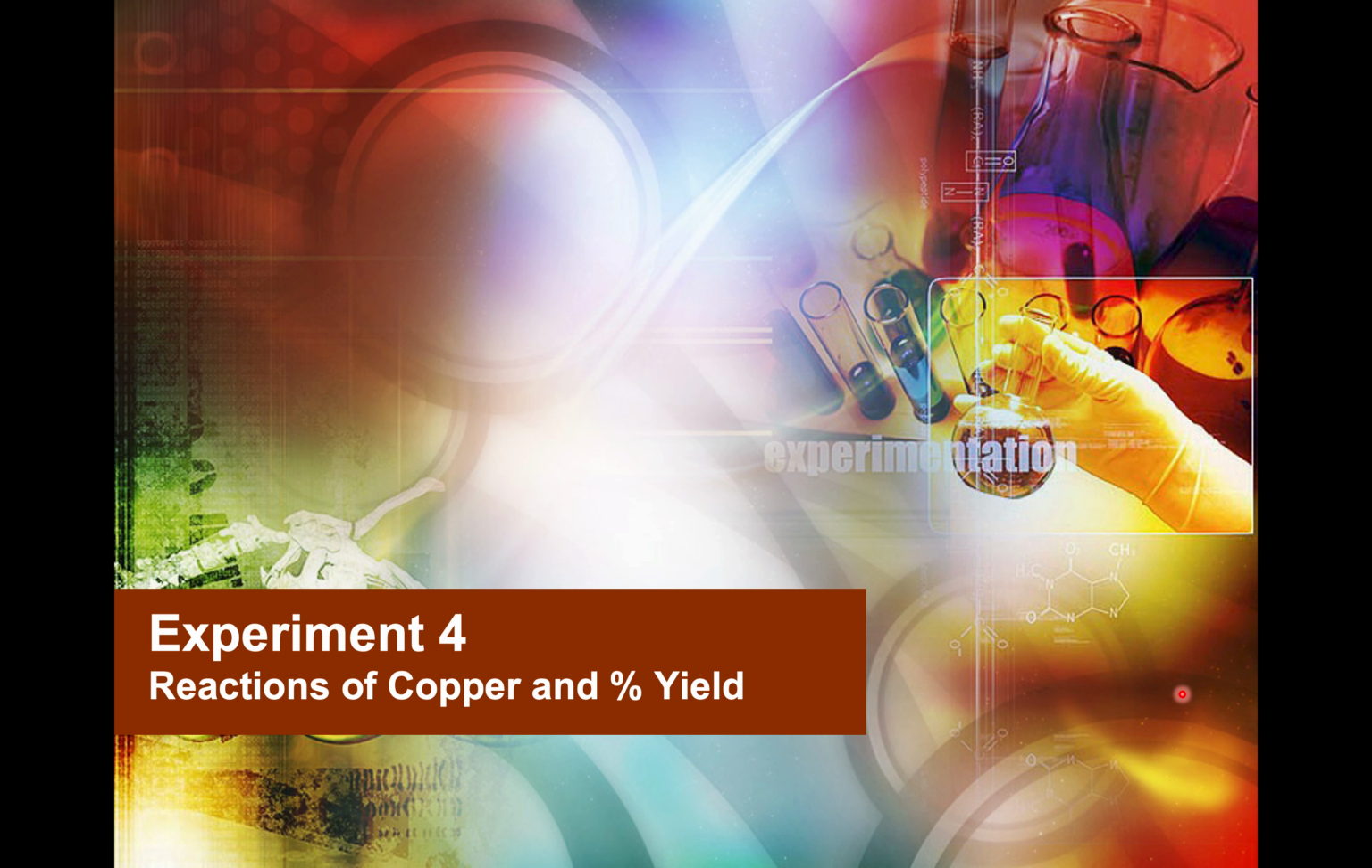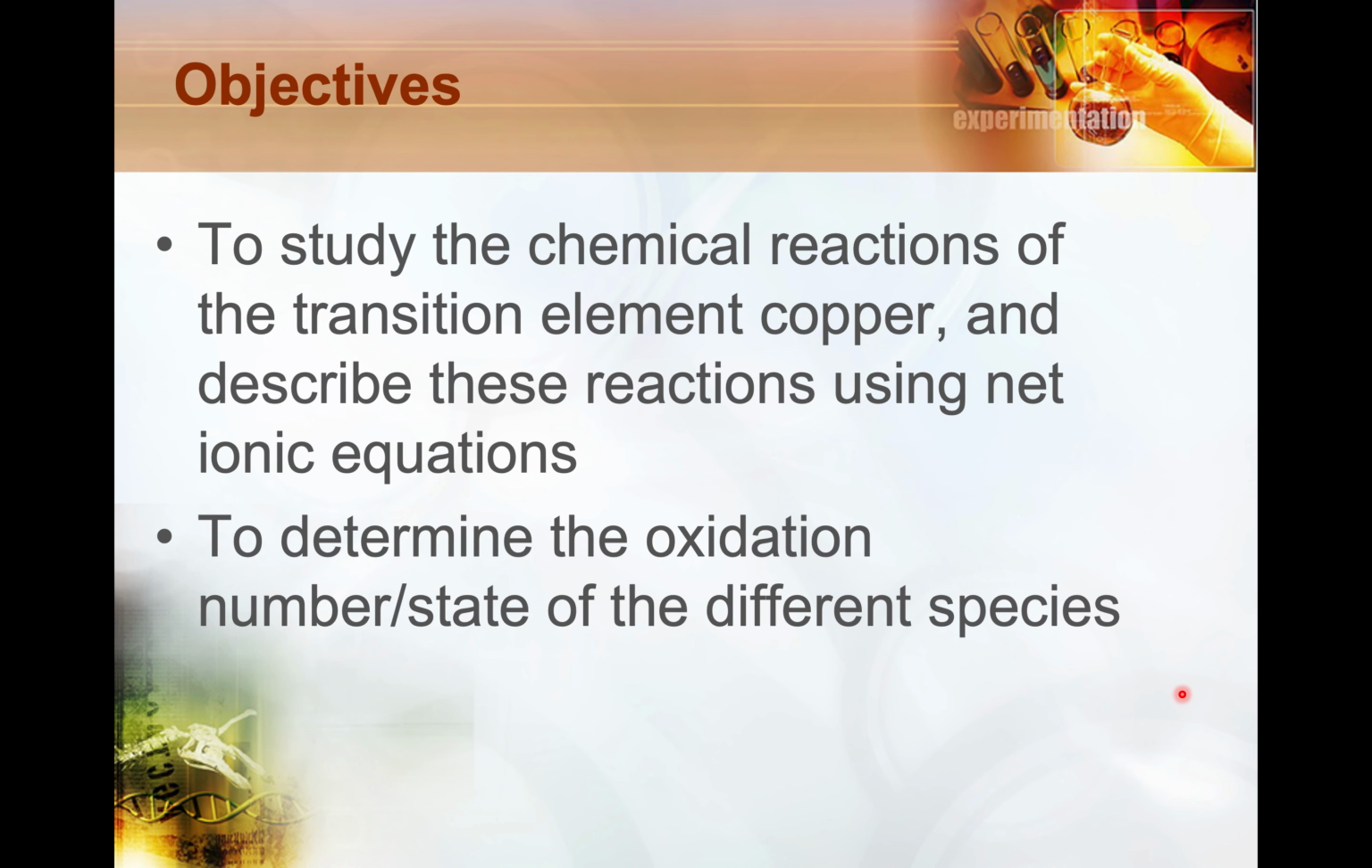In this video, I'll be describing experiment 4, reactions of copper and percent yield. In this experiment, your goals will be to study the chemical reactions of the transition element copper, and then to describe these reactions using net ionic equations.